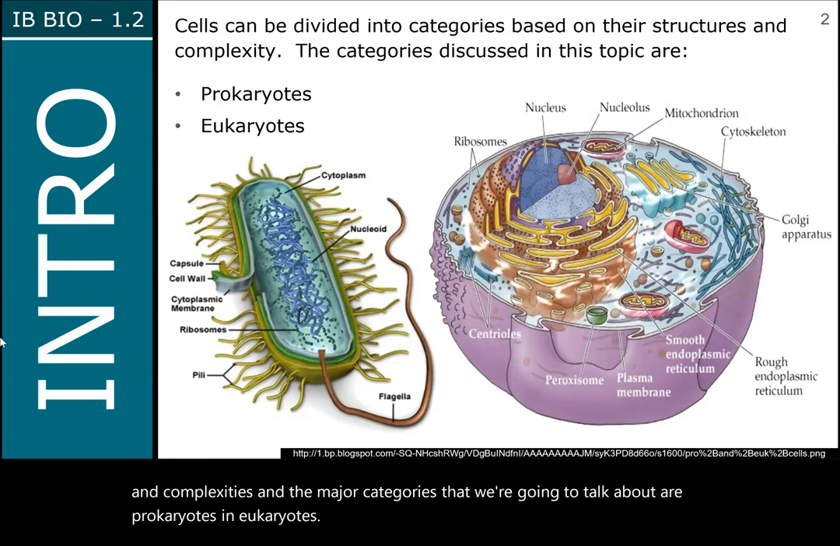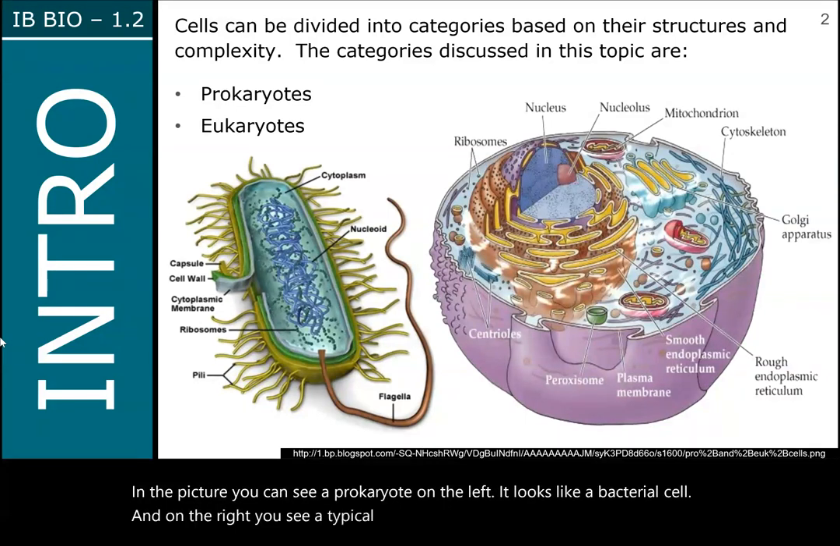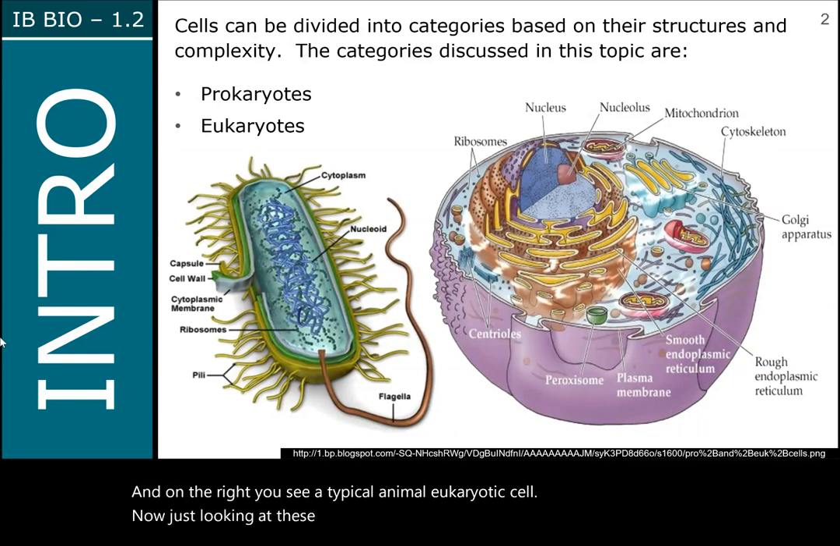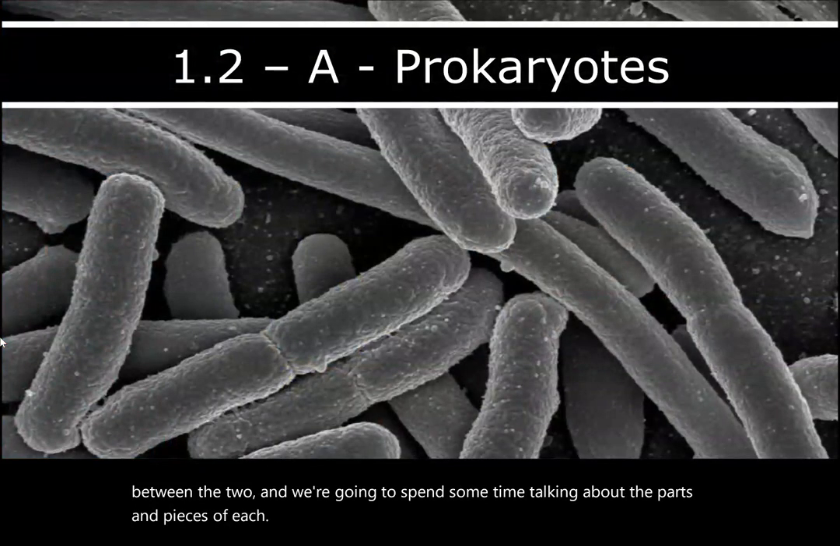In the picture, you can see prokaryote on the left. It looks like a bacterial cell. And on the right, you see a typical animal eukaryotic cell. Now, just looking at these pictures, you can tell there's quite a big difference between the two, and we're going to spend some time talking about the parts and pieces of each. Let's start with prokaryotes.